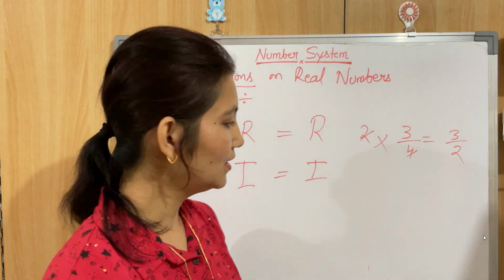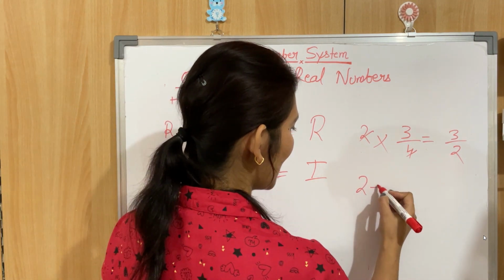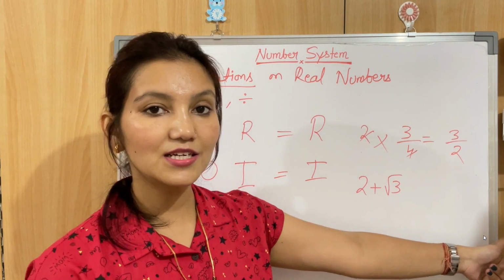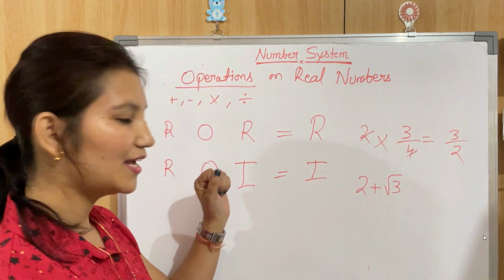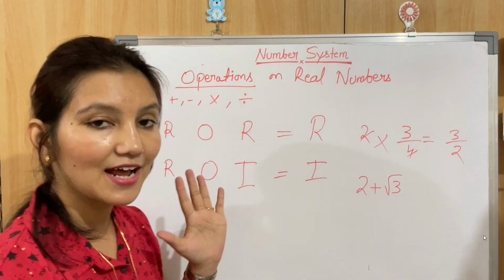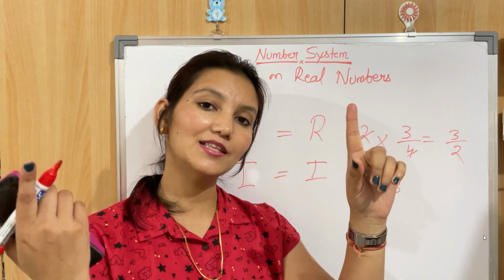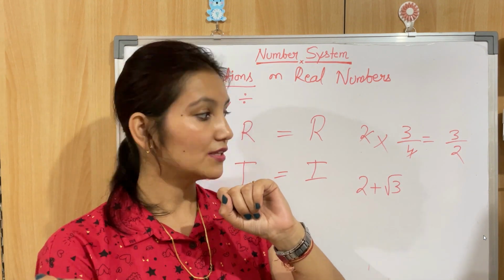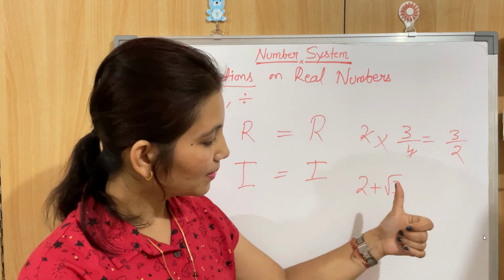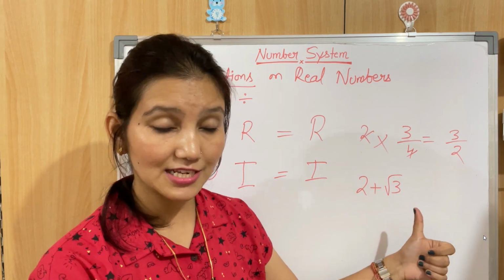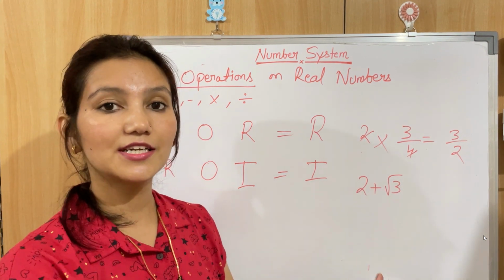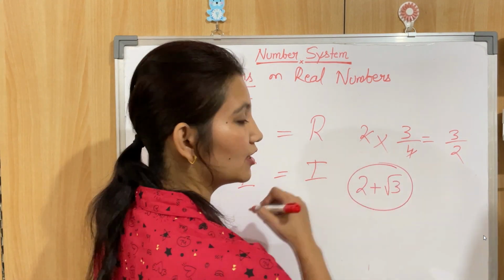For example, let's say 2 is added to root 3. The result will be an irrational number. If any of these operations is being performed between a rational and irrational number, if one number is rational and another is irrational, then the result will be an irrational number. So 2 is rational, but root 3 is irrational, and their addition will result in an irrational number.